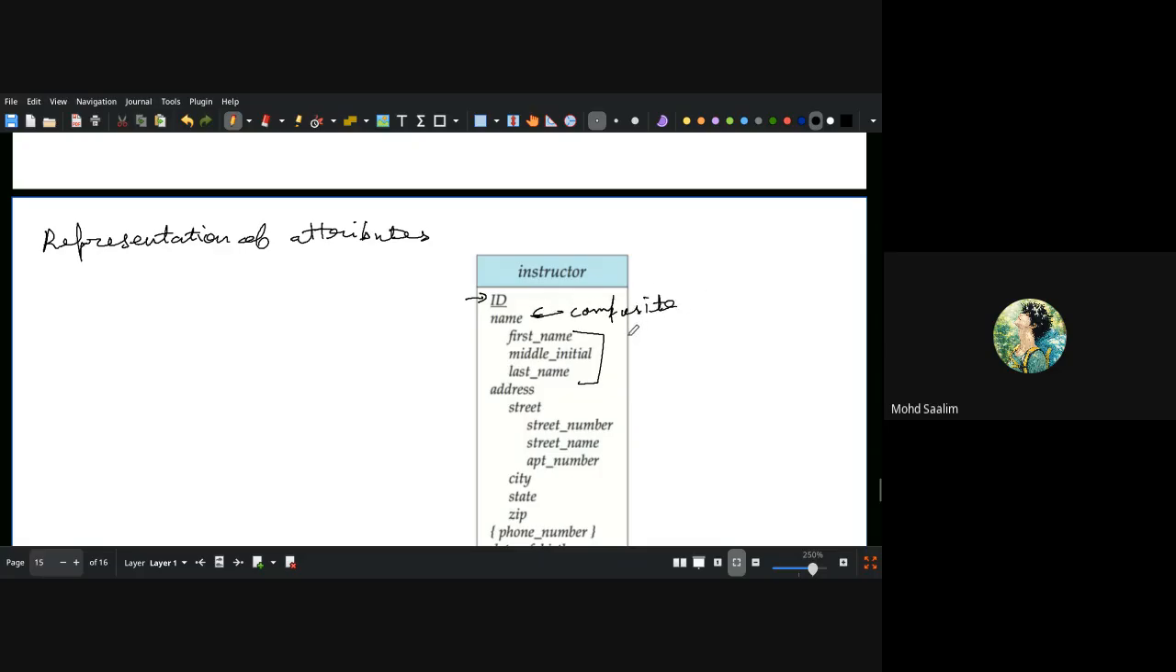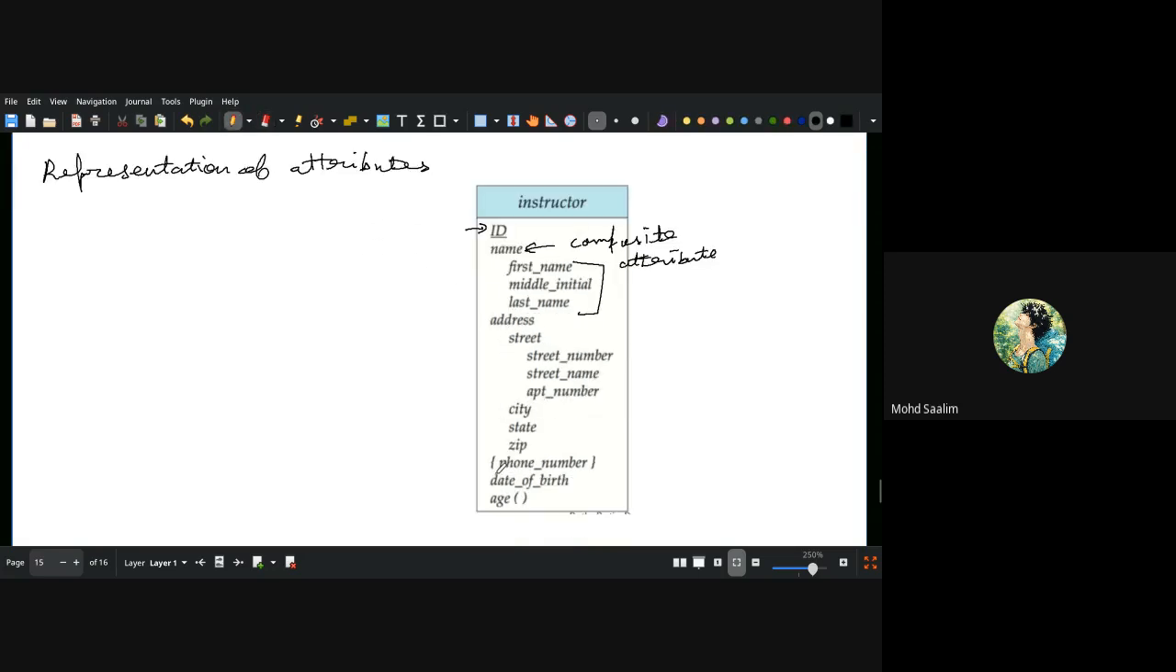Okay, whenever you see a representation like this, where you are also showing the parts of it, then it simply means that you are showing a composite attribute. Got it? Same for the address. Address has street, city, state, zip. So this address is a composite attribute. And inside it, this street also is a composite attribute that has a street number, street name, and APT number. Got it?